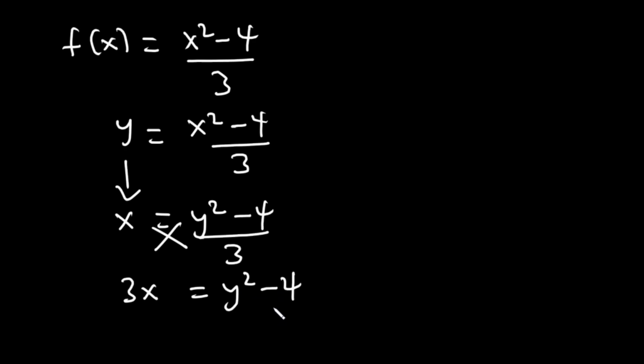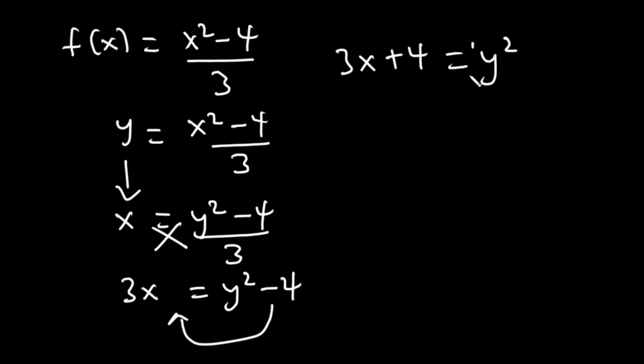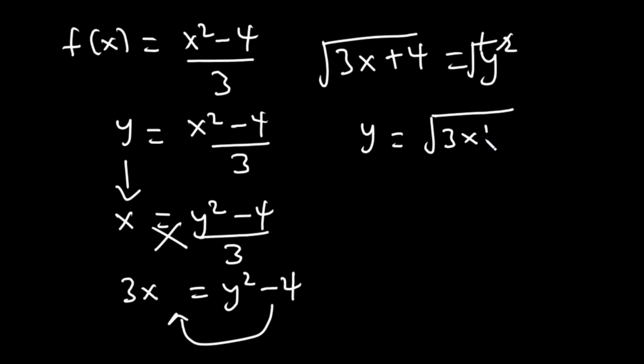Now we can transpose negative 4 to the left hand side so that we have 3x plus 4 is equal to y squared. And then we introduce the square roots and then we can do away with the exponents. So finally y is equal to the square root of 3x plus 4, and then y is equal to the inverse of f of x.